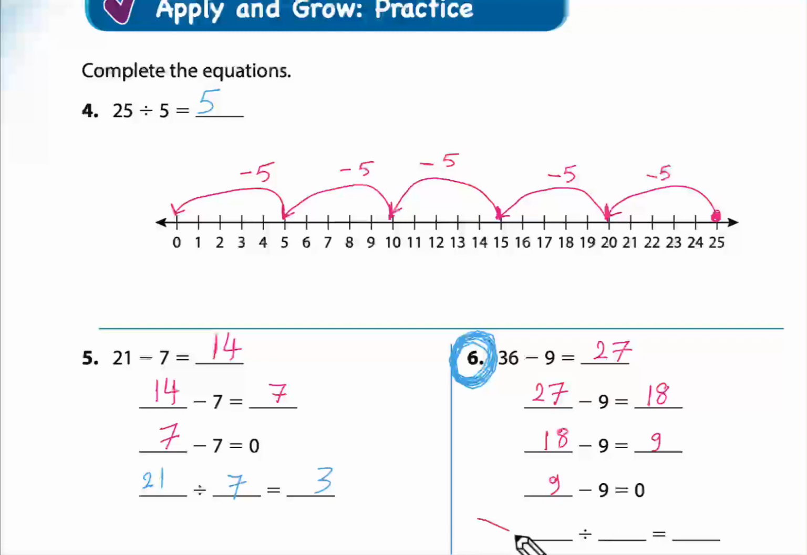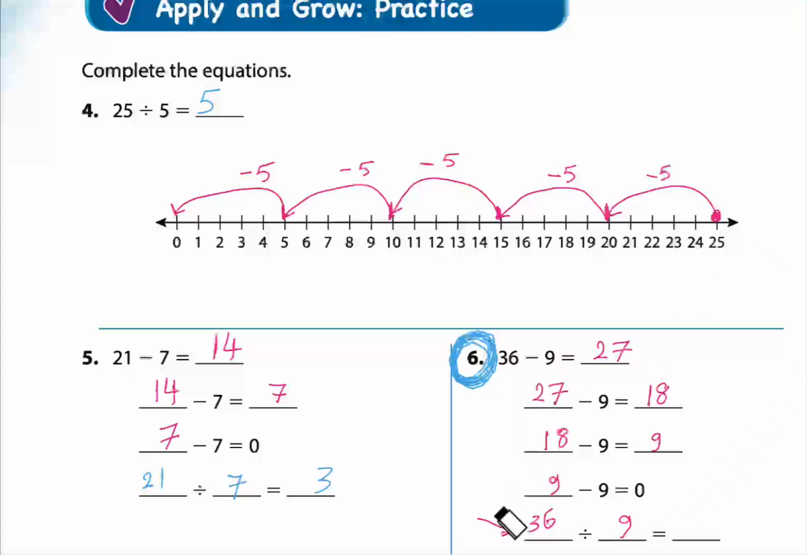What is the division equation? What number did we start with? We started with 36. So we write here 36. 36 divided by what number? What number are we subtracting? Yes, we are subtracting 9s. So 36 divided by 9.